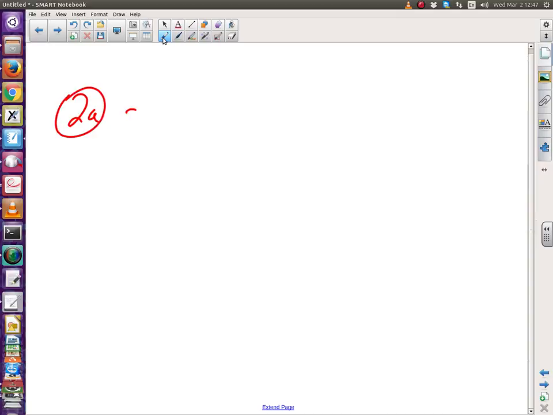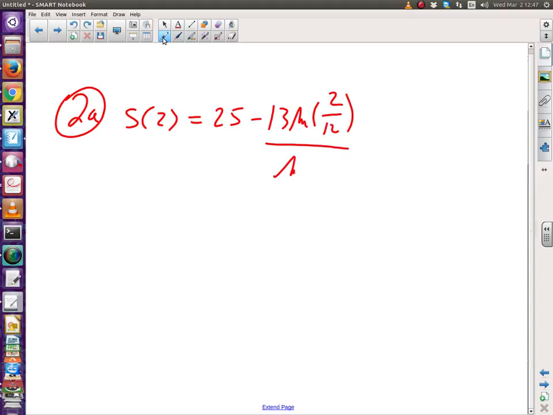2A says, what's S of 2? Well, S of 2 is plug in 2 where you see H. 25 minus 13 ln of H over 12, but I'm plugging in 2 for H. That over ln of 3. Not the 25, though. Be careful. Punch that into your calculator, and you're done.